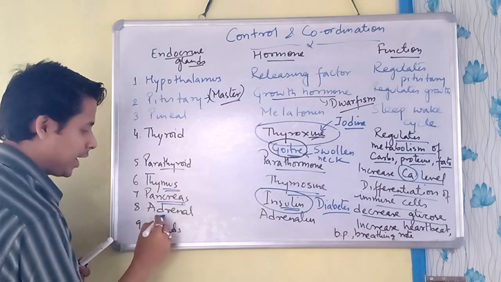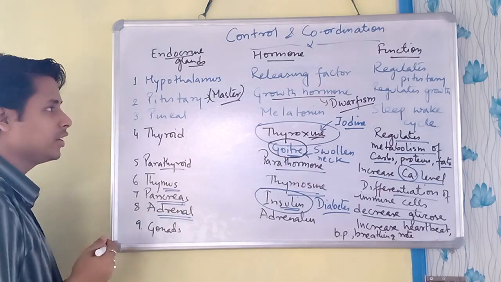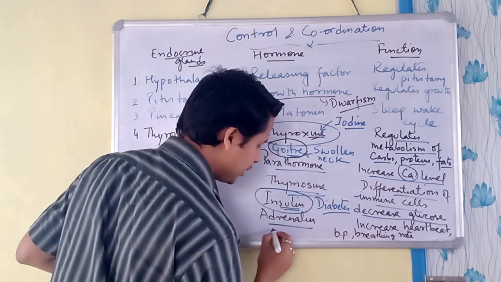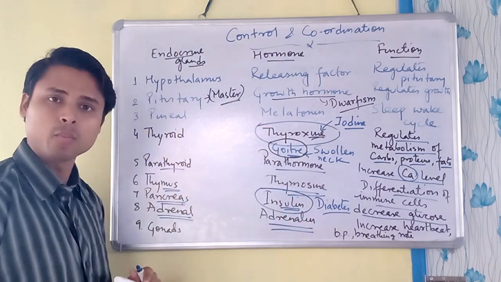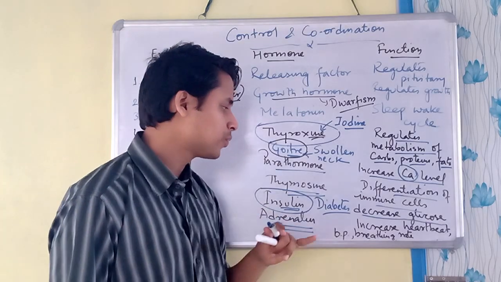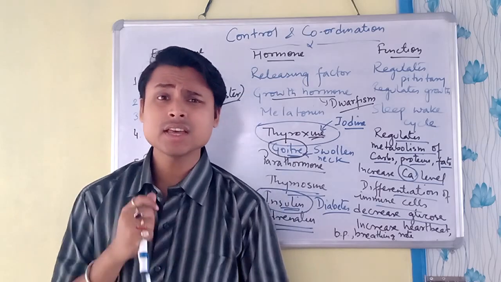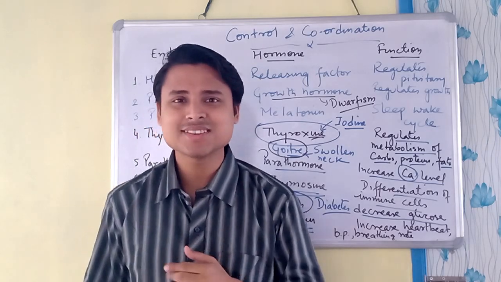Next we will see the adrenal gland. This adrenal gland is releasing adrenaline hormone. This adrenaline hormone works in the case of emergency situations.